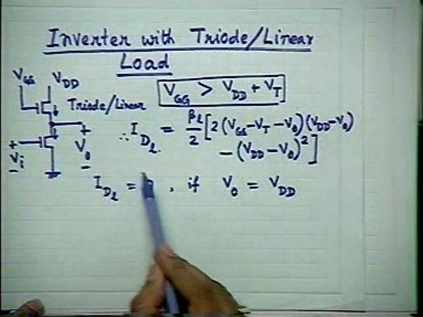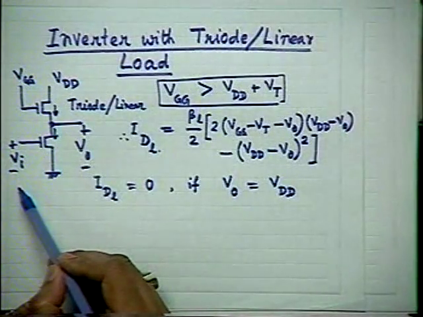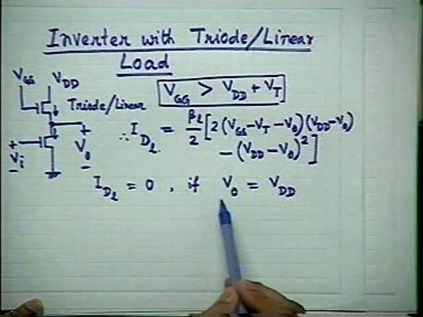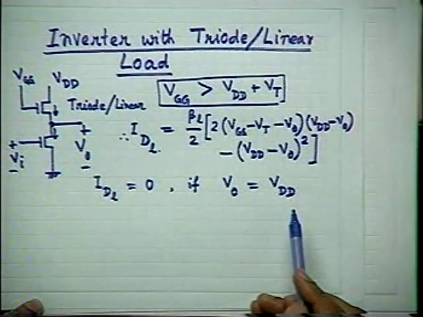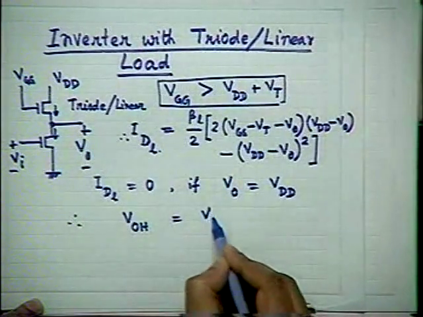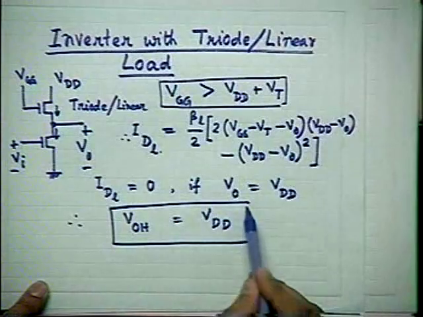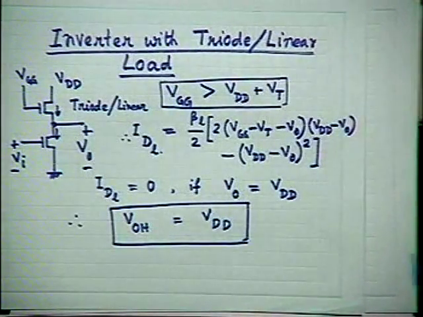So IDL will be zero when this driver transistor is off. That means when the input is below the threshold voltage, and then the output simply is VDD. So that's a great advantage. Here, therefore, we can conclude that VOH is equal to VDD and not VDD minus VT. So in this case, the output swings to VDD and not VDD minus VT, and that is a great advantage. You'll get much more logic swing than in the previous case. So definitely this is a positive feature.